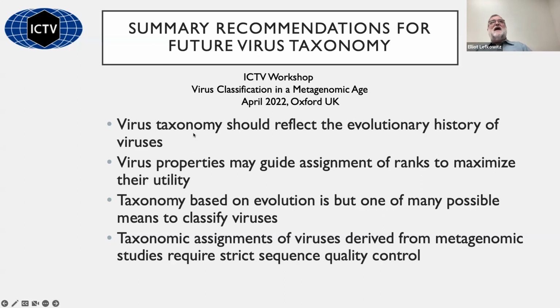But when you do taxonomy, you also use the properties of the organisms themselves. So virus properties are used to guide the classification of the viruses into different ranks. But still, the guiding principle holds that the evolutionary history of the viruses is the key indicator of the correct taxonomy that you're trying to build. Now, taxonomy based on evolution is only one possible taxonomy.